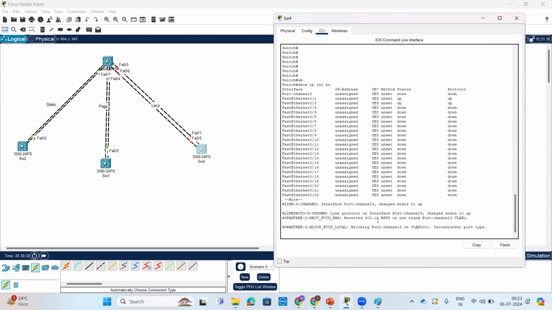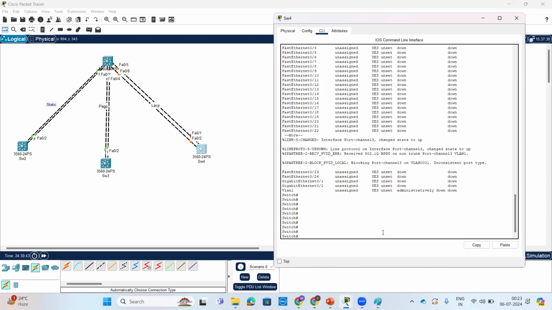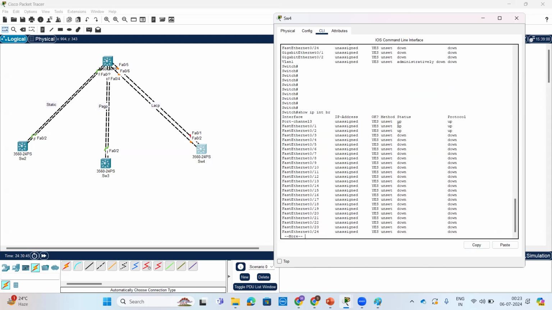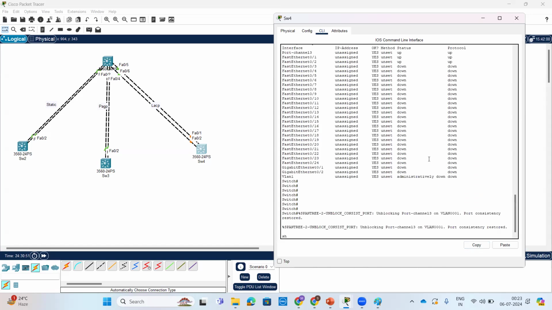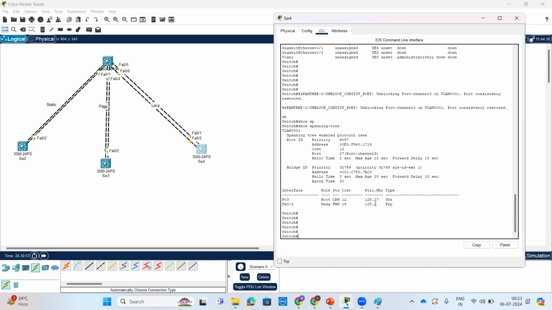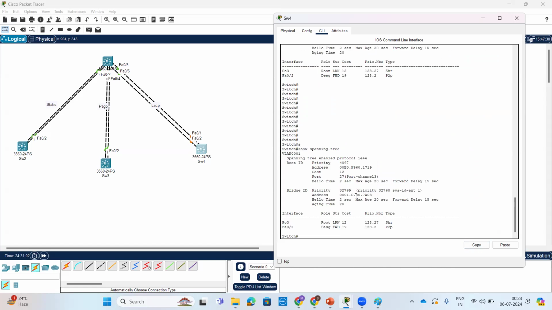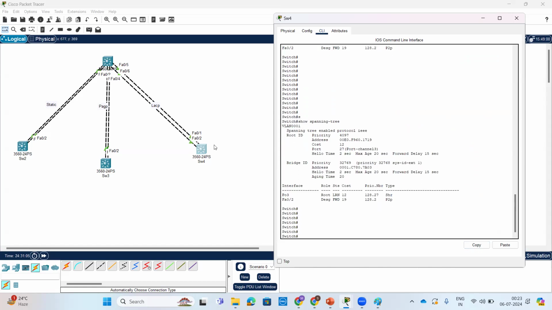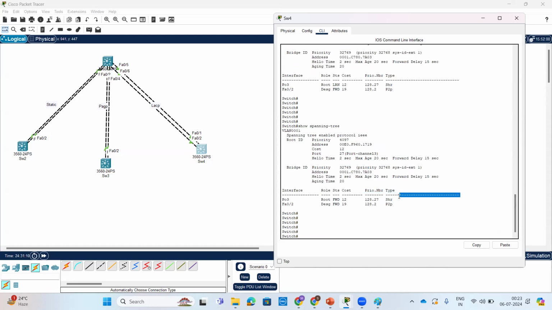Received 802.1Q BPDU on trunk port channel VLAN 1. Oh, came up. Earlier it was down. Now came up. Now we'll verify. Show spanning tree. Wait. Port channel is 3. Show spanning tree. Now you can check port channel 3 is created here.